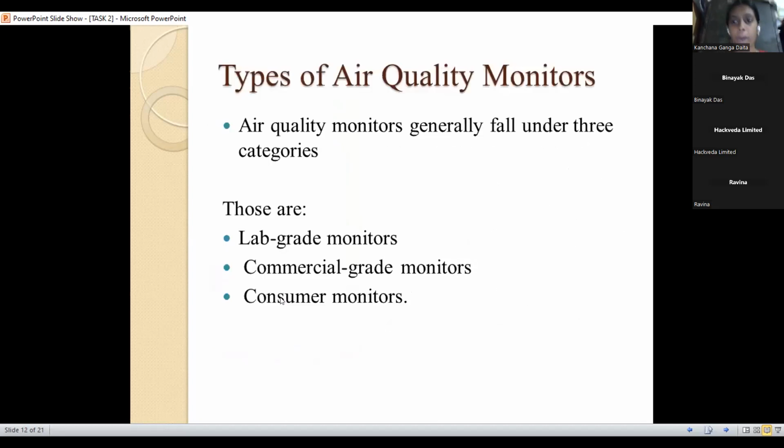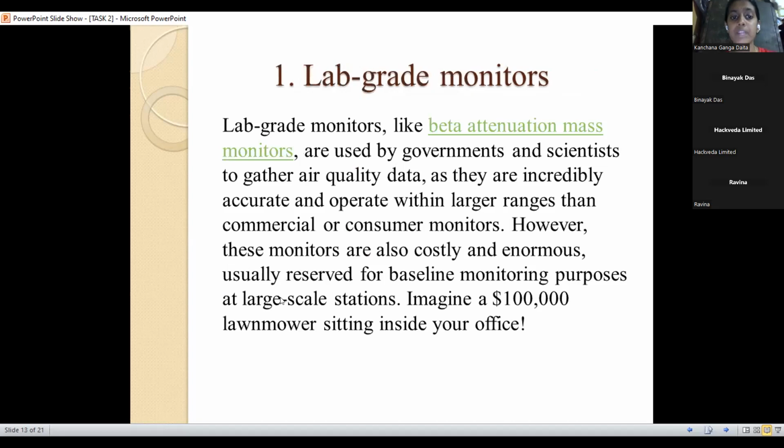So these are about the components. This is up to the first half of our presentation. Let me come to the second half, which is also very important, which is types of air quality monitors. What are the types of air quality monitors we have in today's market? Actually, there are lab grade, commercial grade, and consumer monitors. These are the three types of monitors we have. Firstly, let's know about lab grade monitors. Lab grade monitors are used by the governments and scientists.